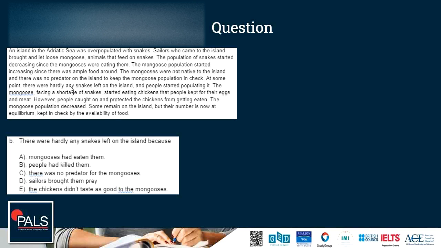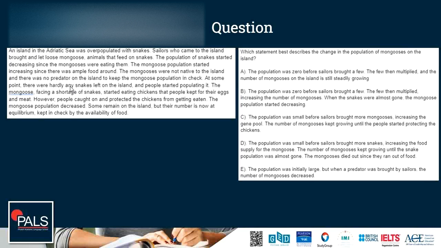There were hardly any snakes left on the island because mongooses had eaten them, people had killed them, there was no predator for the mongooses, sailors brought them prey, the chickens didn't taste as good to the mongooses. Also, based on the text, the mongooses ate the snakes. Which statement best describes the change in the population of mongooses on the island?